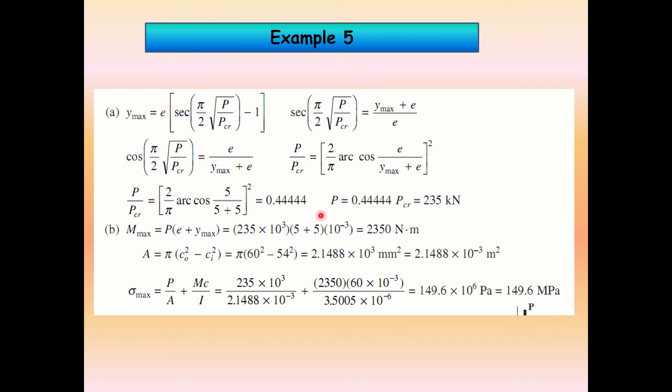To determine the P value, you need to use this formula: P over P critical equals 2 over pi times arccos, and you get 0.444. Then the P value is 235 kN. Then to determine the stress max, use this formula and substitute all data that you get from the previous calculation. Then the stress maximum becomes 149.6 MPa.